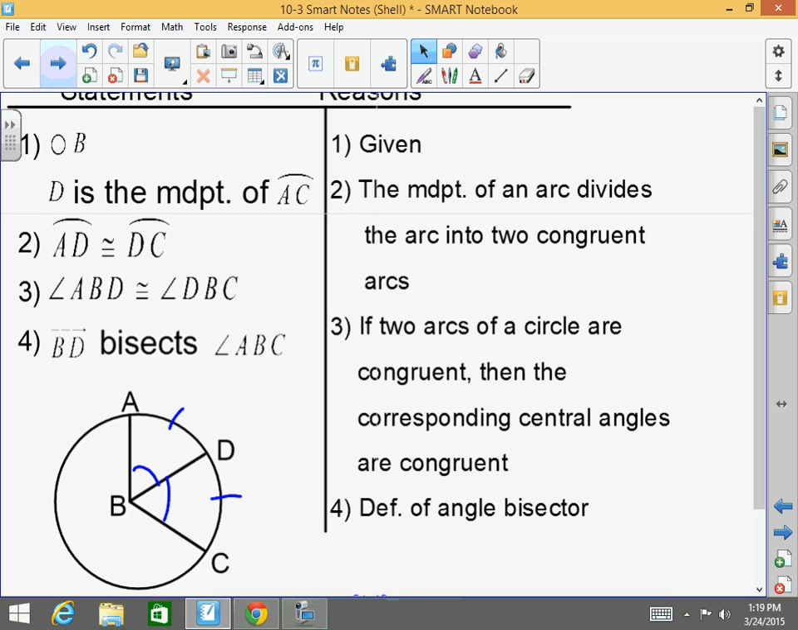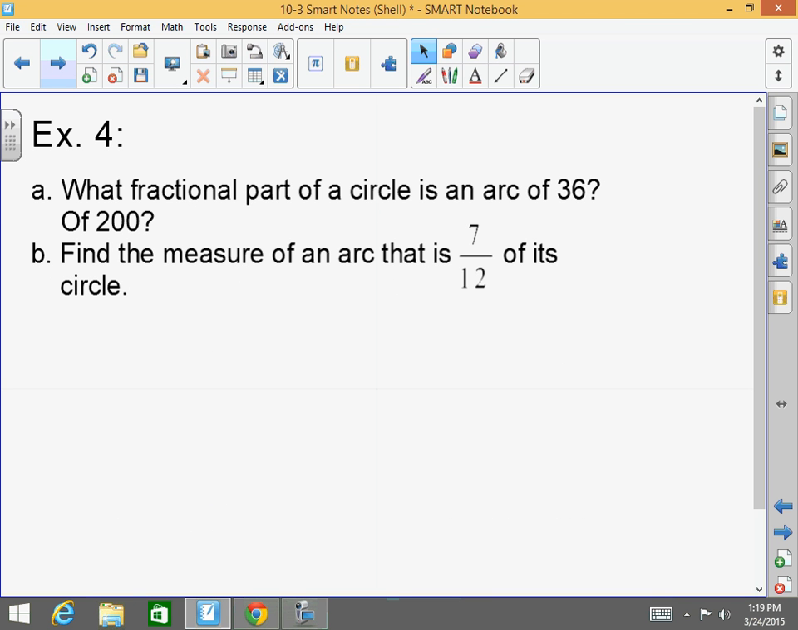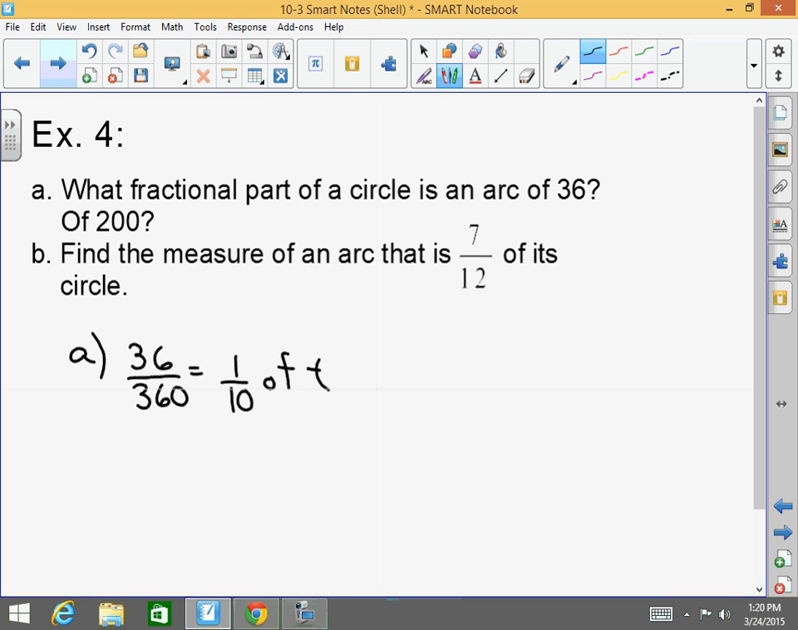All righty. And last but not least, what fractional part of a circle is an arc of 36 degrees? And how about of an arc of 200 degrees? If I have an arc measure that's 36 degrees, what fractional part of the circle is that? 1/10. Very good, guys. 36 divided by 360, that is 1/10 of the circle.